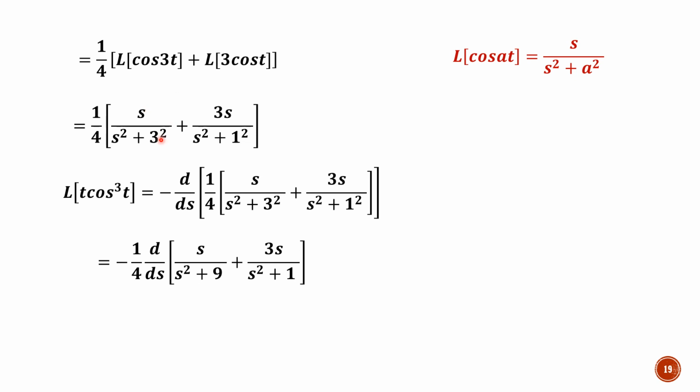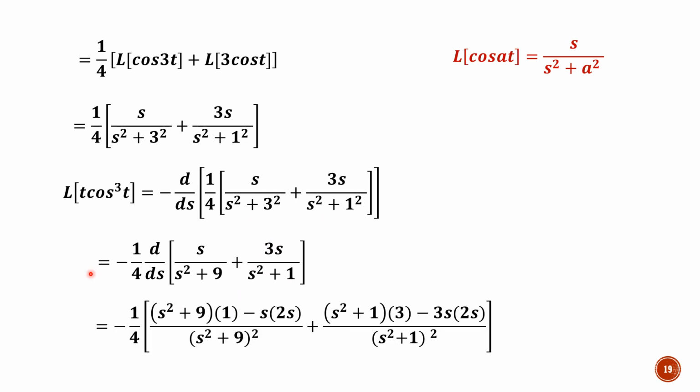Again applying, 1 by 4 is a constant, which can be taken outside the derivative. So minus 1 by 4 d by ds of this. Apply u by v: minus 1 by 4, v into du minus u into dv upon v square. Derivative of s is 1. Derivative of s square plus 9 is 2s. Derivative of s square plus 1 is 2s. Again derivative of 3s is 3. So v du minus u dv upon v square.